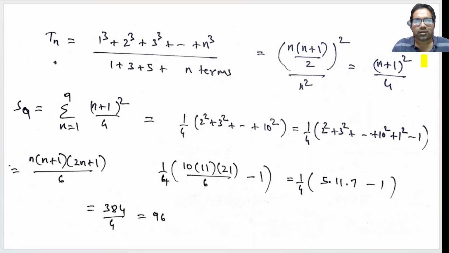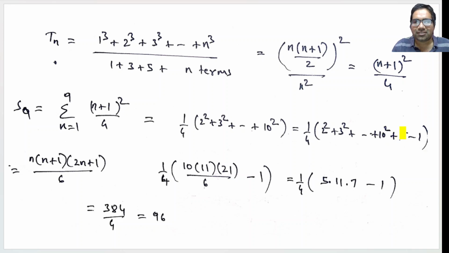Now, what is the sum? Sum of the first 9 terms is the question. So that is the sum from 1 to n, 9 here, of n plus 1 whole square by 4. That means 1 by 4 into the sum of n plus 1, so it goes from 2 square, 3 square up to 10 square. This sum is actually from 2 square to 10 square. This is almost the sum of squares of the first n natural numbers, just that one is missing. So let's add 1 square and subtract 1 square.